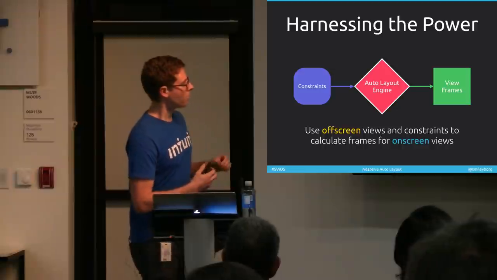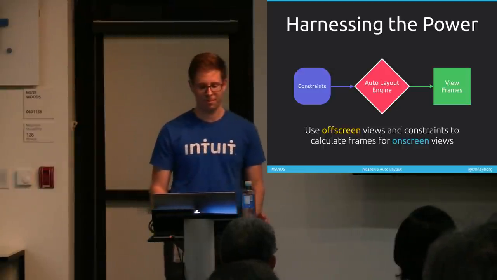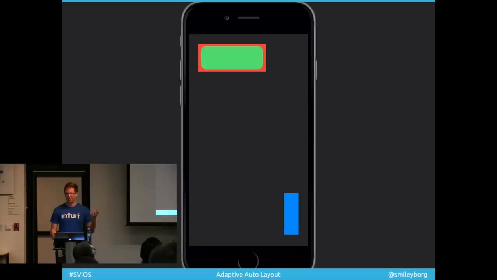So what do I mean by this? Well, let's walk through an example of what a use case might be first. I have this very simple app. It's got three views that really matter here. We have a red view, a blue view, and a green view. Hopefully no one's colorblind, because I don't know if you can see those.